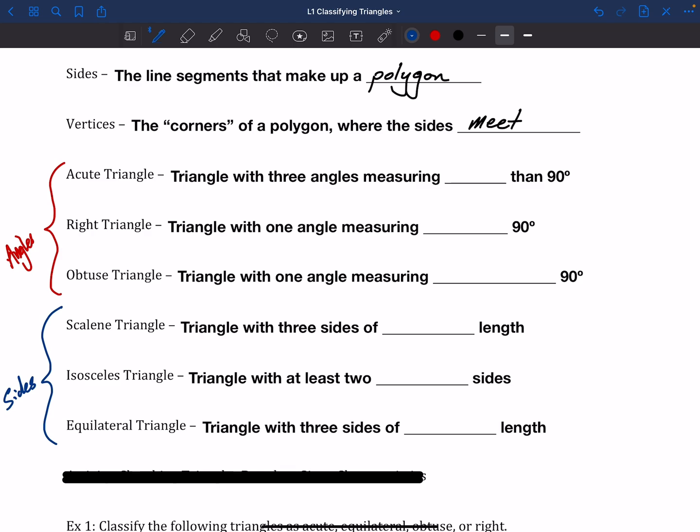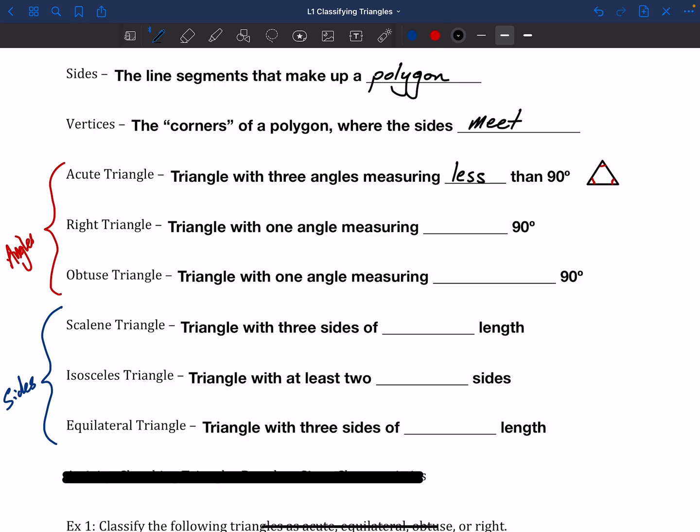As far as the angles go, when we're talking about an acute triangle, we are talking about a triangle with all 3 of the angles measuring less than 90 degrees. They're all tiny angles. An example of an acute triangle might look something like that. None of those 3 tiny little angles on the inside are bigger than 90 or even equal to 90.